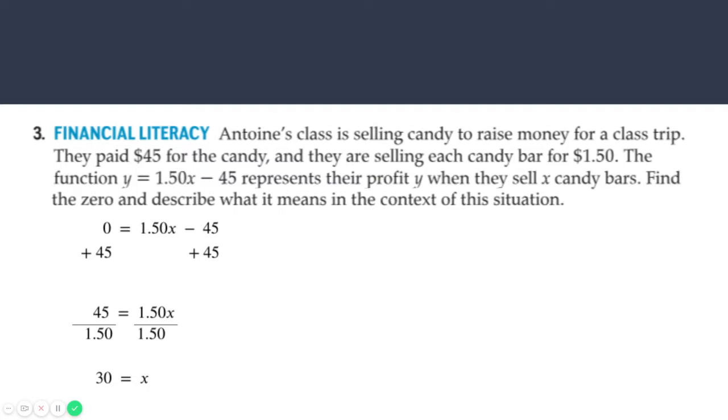So what does that 30 actually mean? They were $45 in the hole because they had to pay to get the candy, and they need to get money back. When do they make up the $45 that they spent to get it before they actually start collecting money for their own profits? It's going to take 30 candy bars before they actually make a profit off of selling these candy bars. And there you have it. That's how you use zeros to solve word problems.